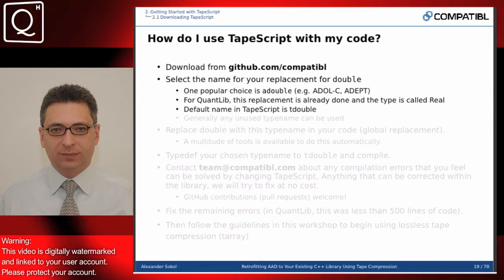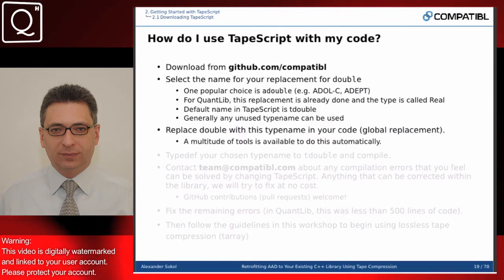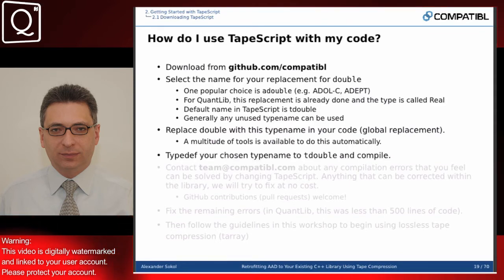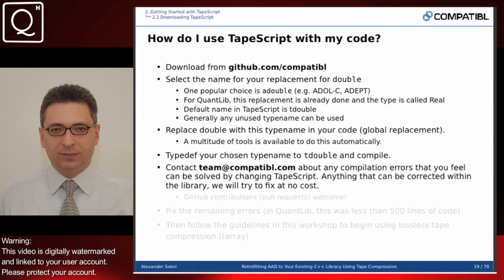But as long as it is not tdouble or adouble, you can replace it with anything else. Then you replace double with this type name, and then type the effort to tdouble, right? If it's not tdouble already, and compile. Okay, most likely your code will not immediately compile.